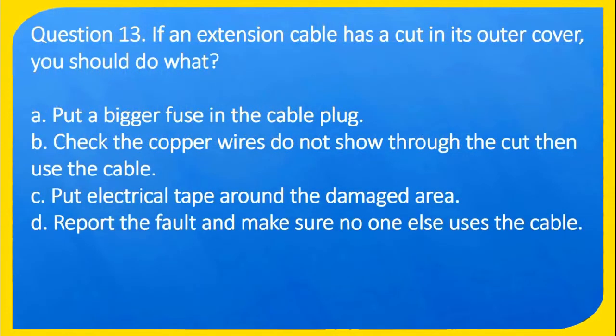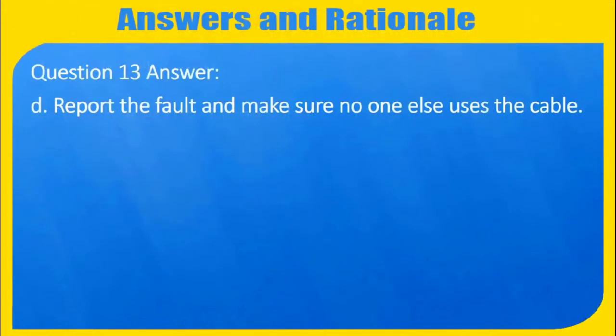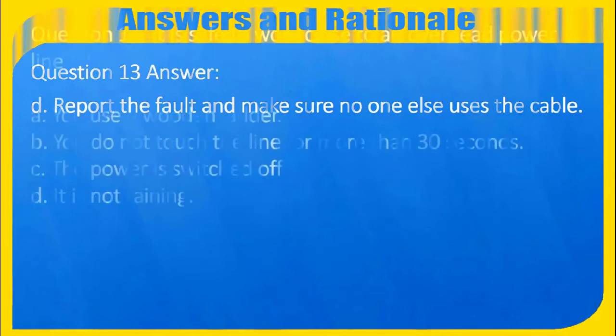Question 13. If an extension cable has a cut in its outer cover, you should do what? A. Put a bigger fuse in the cable plug. B. Check the copper wires do not show through the cut, then use the cable. C. Put electrical tape around the damaged area. D. Report the fault and make sure no one else uses the cable. Question 13. Answer D. Report the fault and make sure no one else uses the cable.